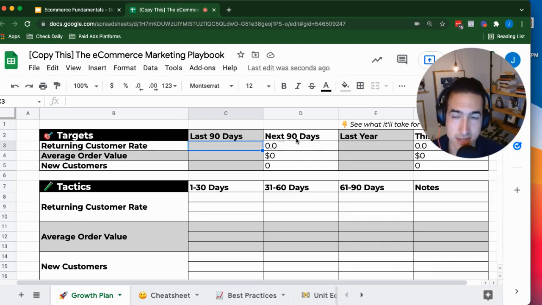in the previous lessons. The returning customer rate, as a refresher, is the amount of time somebody returns as a customer. Very obvious, right? Average order value, how much money do they spend on each order? And new customers is how many new people bought that hadn't previously bought before.